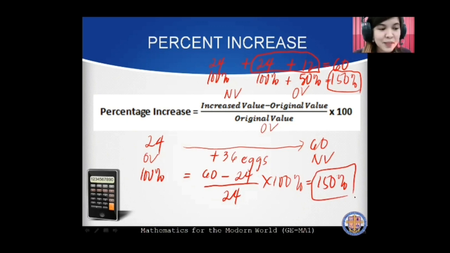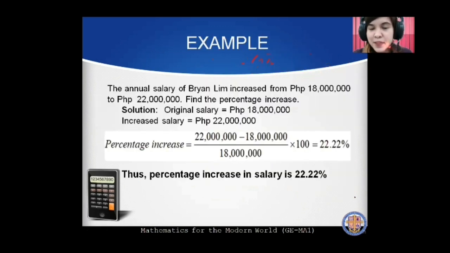Okay? The next example problem. The annual salary of Brian Lim increased from 18 million pesos to 22 million pesos. Find the percentage increase. So, alam natin, ito yung pinanggalingan niyang halaga, so old value, yung bagong halaga, ito yung new value. Okay? Use the formula. 22 million minus 18 million divided by 18 million. So, new value minus old value divided by old value is equal to 22.22%.